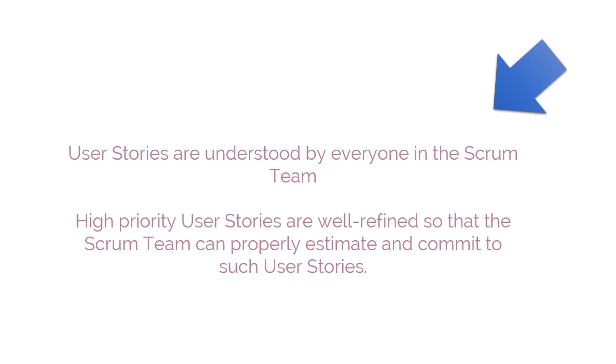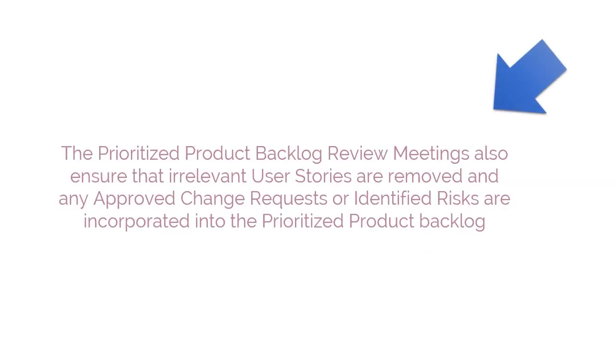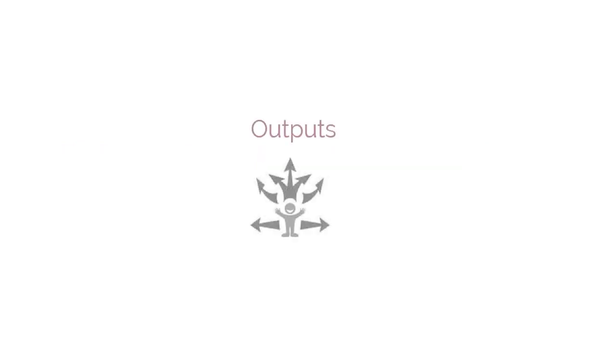user stories. The Prioritized Product Backlog review meetings also ensure that irrelevant user stories are removed and any approved change requests or identified risks are incorporated into the Prioritized Product Backlog. Now that we have seen the list of inputs and tools being used, it is time to see the outputs created. Updated Prioritized Product Backlog is the output generated.